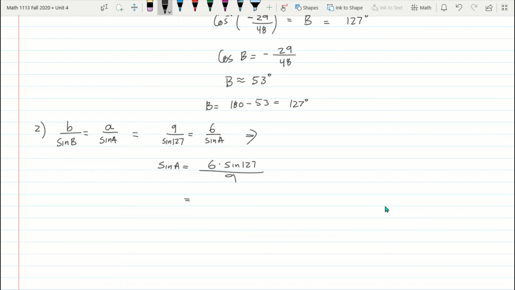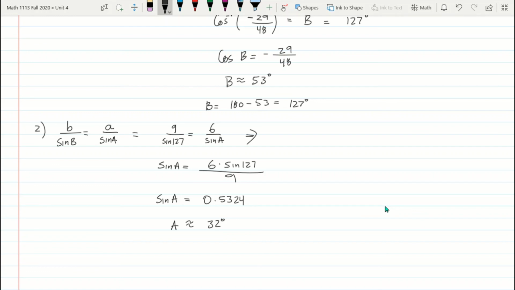As always, make sure that your calculator is in degrees so that you don't end up working in radians. Your calculator is going to think something is in radians if it's not in the right mode, so you will get the wrong answer if you don't make sure your calculator is in degrees. And once we do this, we get 32 degrees.